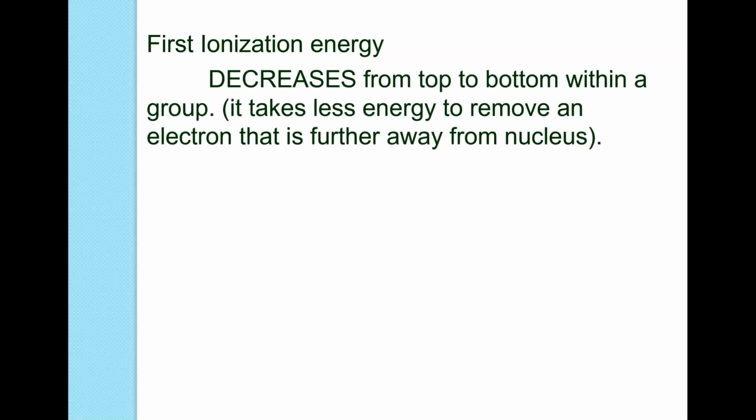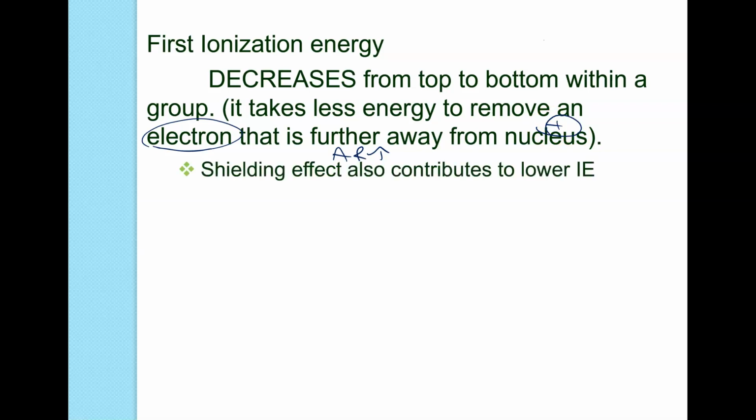So it decreases from top to bottom within a family. That's because the electron becomes further and further. The atomic radius increases. It takes less energy to remove that electron because the protons are so far away. Okay. And shielding effect also contributes to lower ionization energy because it increases the atomic radius.